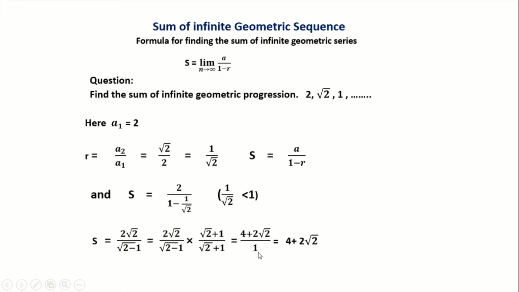Where did we get this one from? The formula is A minus B into A plus B, which becomes A square minus B square. So 2 square root whole square becomes 2, minus 1 square is 1, and 2 minus 1 is 1. So finally we got the value 4 plus 2 into 2 square root, which is the sum of this geometric progression.